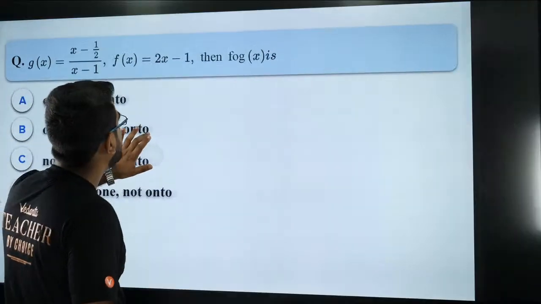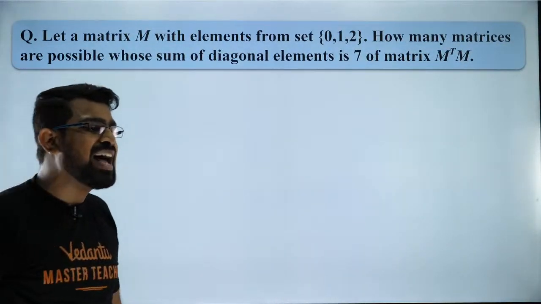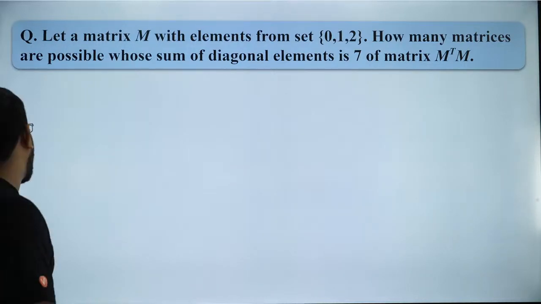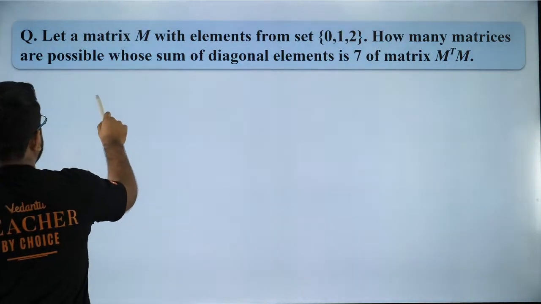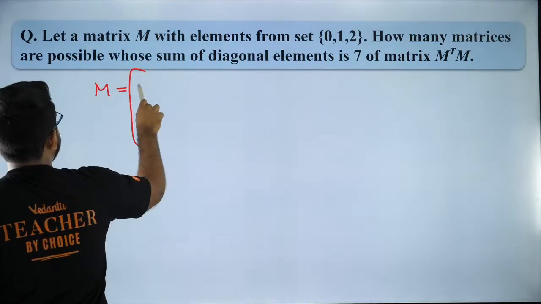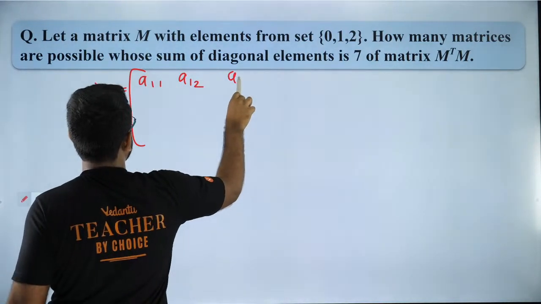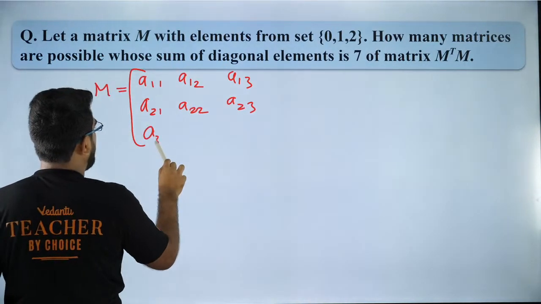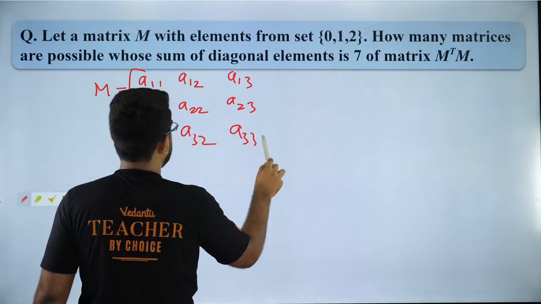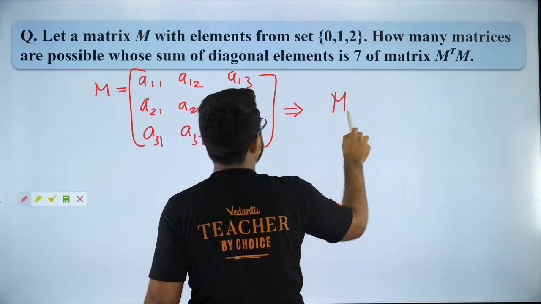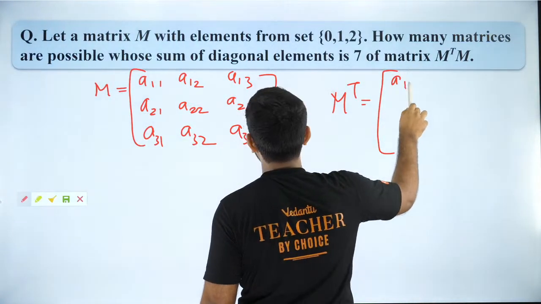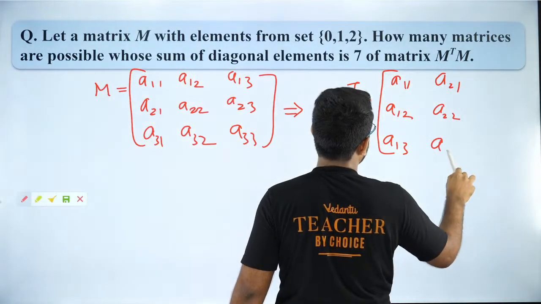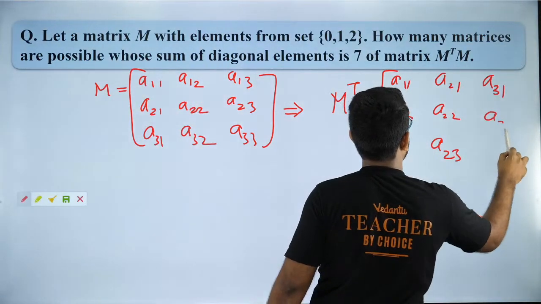Let us go to the next question, which is over here. This was a fantastic question. So let us try to solve it. How do you solve this question? First of all, let us say your M is equal to A11, A12, A13, A21, A22, A23, and then you have A31, A32, and A33. So I want to multiply this with your M transpose. M transpose will be what? A11, A12, A13, and then you have A21, A22, A23, and then you have A31, A32, A33.